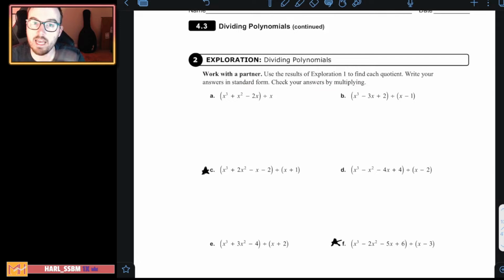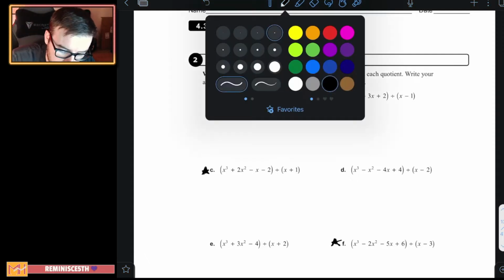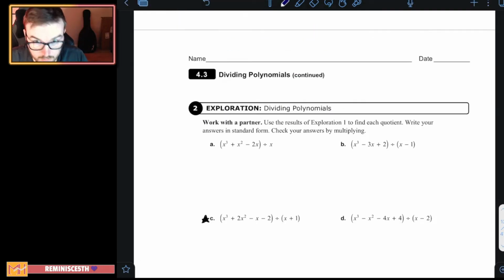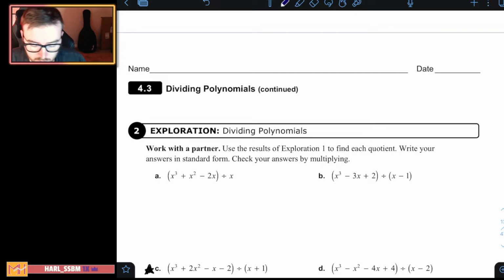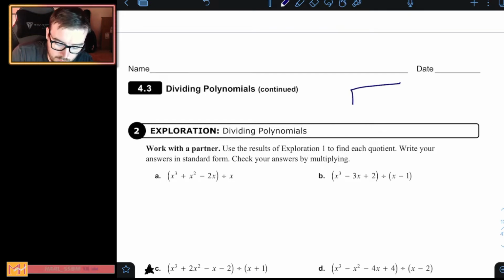Last class period, we added, subtracted, and multiplied polynomials. Today's one and only focus is to divide polynomials. Before we dive into dividing polynomials, let's think of a good old standard division problem, right? Good old fashioned long division.